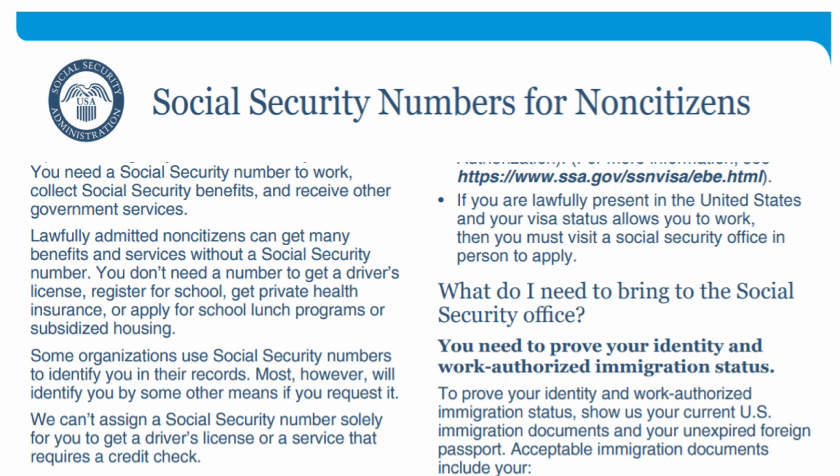You see the first part where it says you need a Social Security number to work, collect Social Security benefits, and receive government services. You see this part here is actually, without saying it, referring to a citizen because only a citizen can receive benefits and receive government services. A non-citizen does not qualify for benefits or government services.